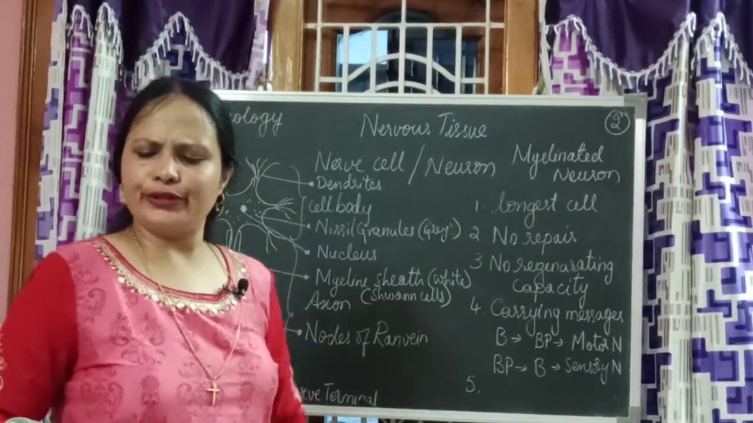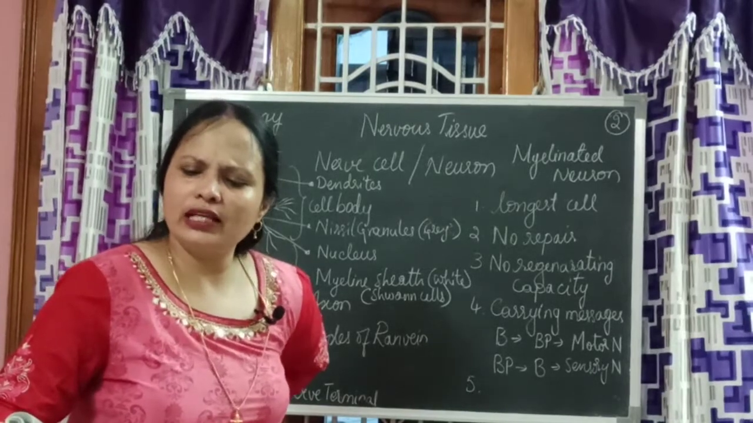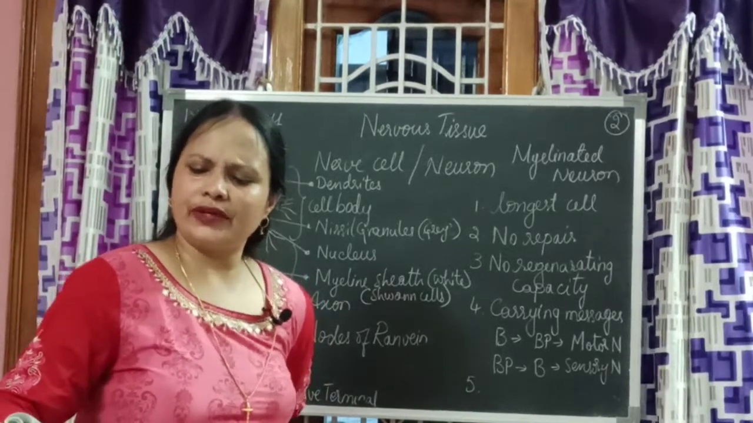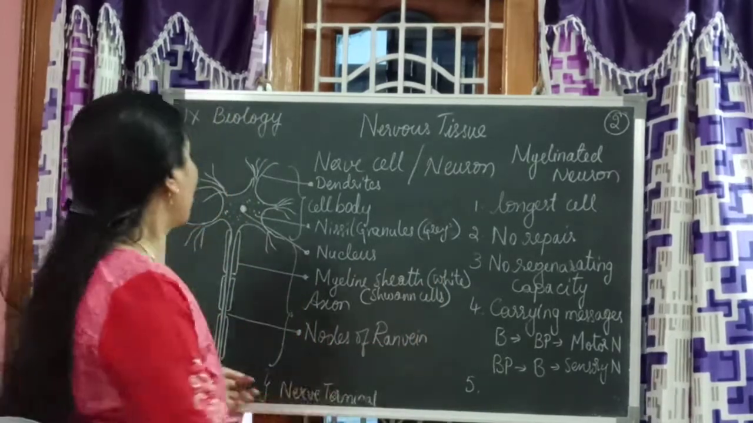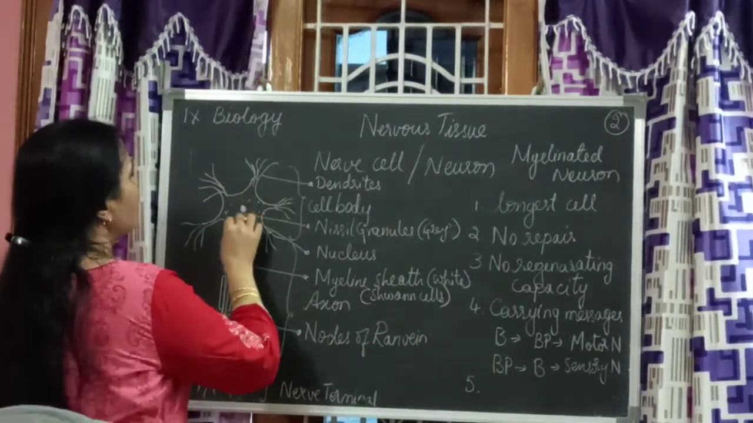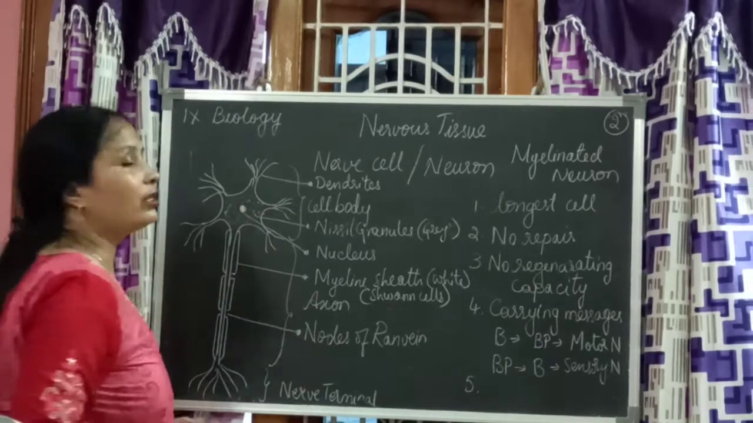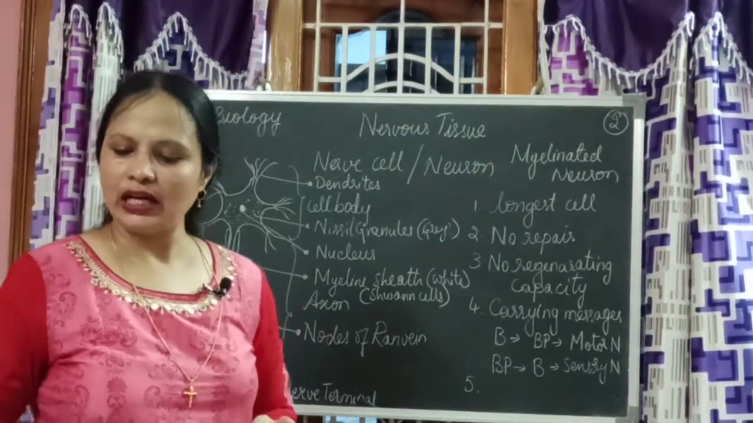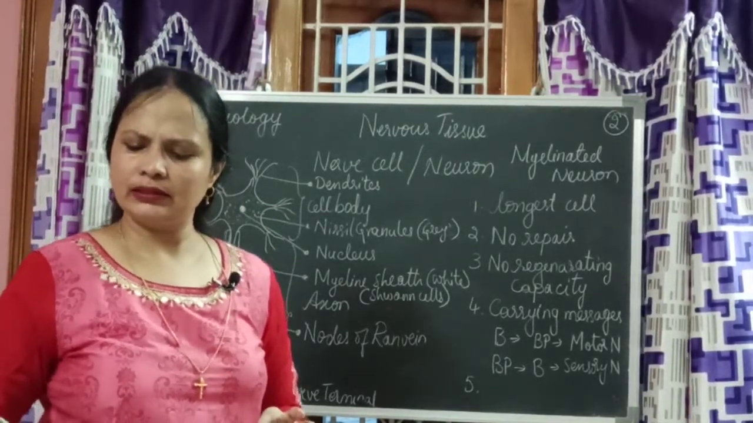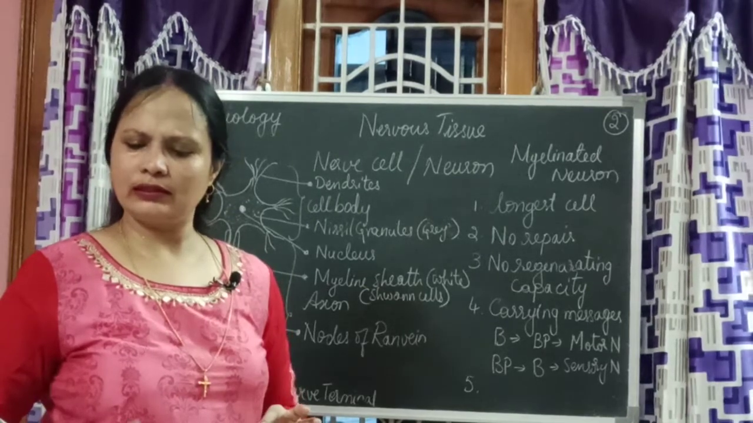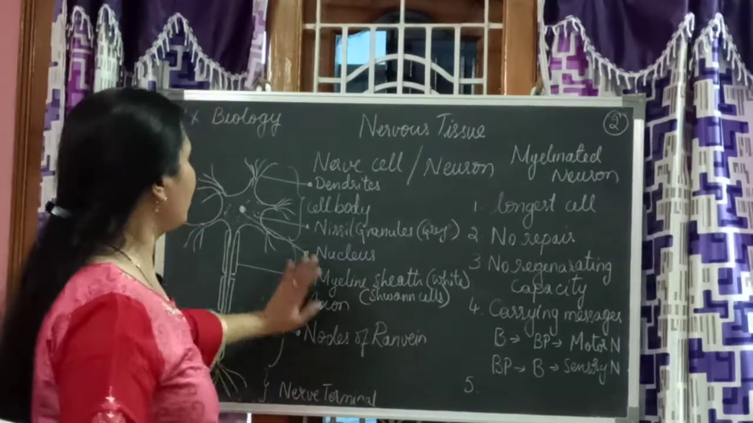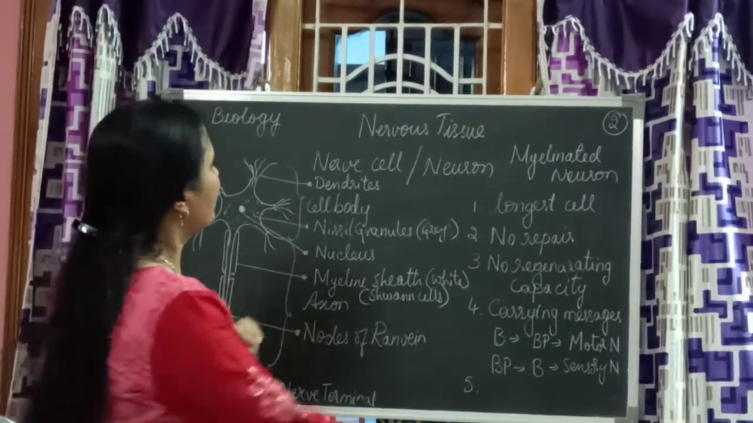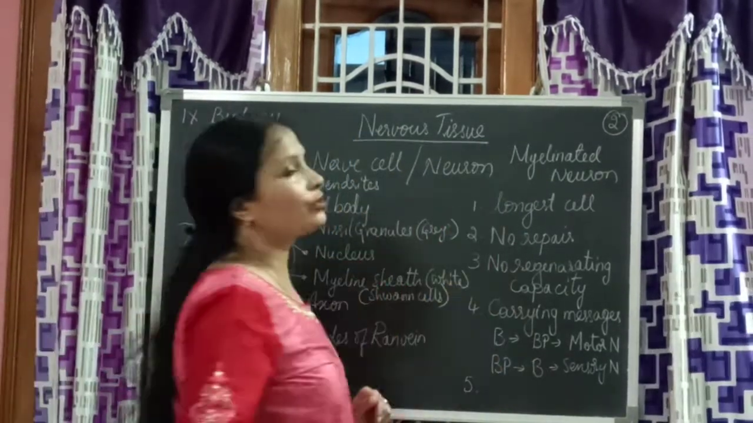Myelin sheath, nucleus, cell body, dendrites. Okay, cytoplasm. I forgot to tell that every cell has cytoplasm, children. That is important. Every cell has cytoplasm. Right, so with this we understand nervous tissue.